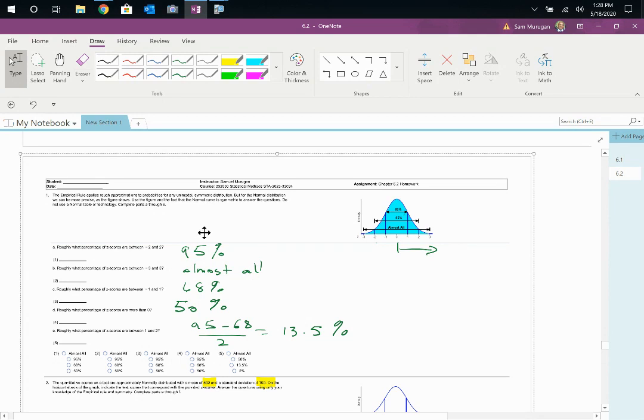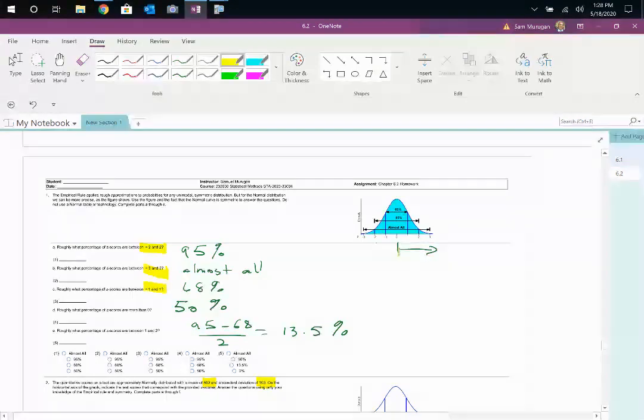In the first instance, it's just testing your general knowledge of this. It's asking about what percentage is between -2 and 2. 2 standard deviations is 95%. Between -3 and +3, almost all, and you can get that from the picture. Between 1 standard deviation, 68%, roughly. More than 0, everything to the right of 0 is 50% of the graph. And between 1 and 2 is 95 minus 68, and we have to divide it by 2 because it's on one side only.